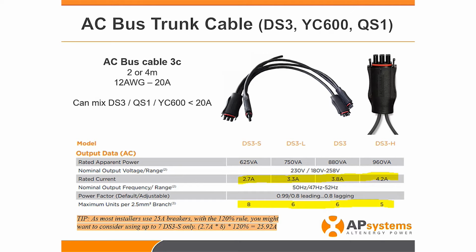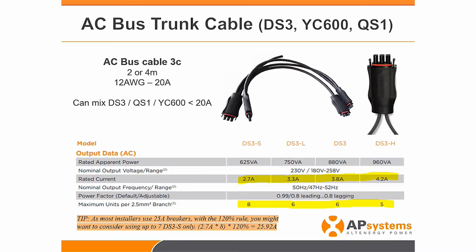Okay, let's talk a bit more about the trunk cable. The trunk cable that we use is the same for DS3, the same as we used to use for the YC600 and QS1. So there are two models, or you can say two types of bus cables that we have, 2 meters and 4 meters.